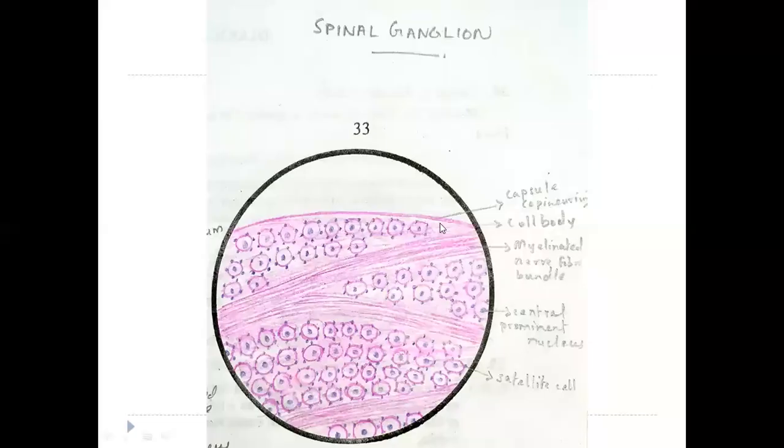This is how you will draw the histological diagram of spinal ganglion. Okay, here you're drawing the capsule of the ganglion. And you use the myelinated nerve fibers to divide the substance of the spinal ganglion into different groups. Now, how will you draw the neuron? Okay, be a little careful drawing here.